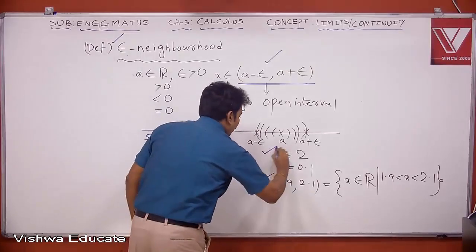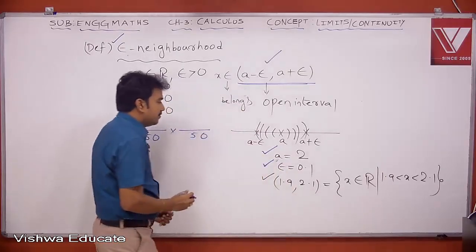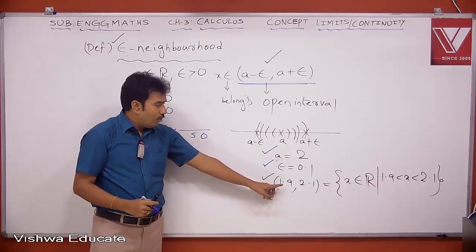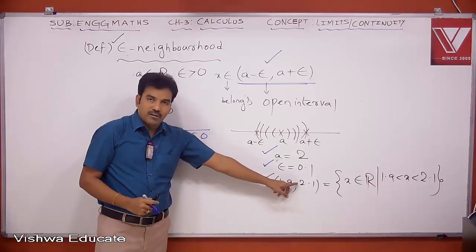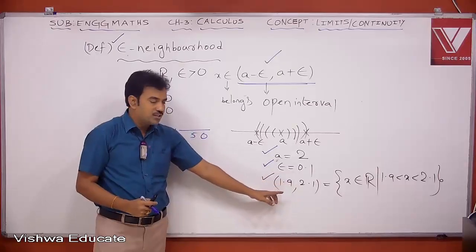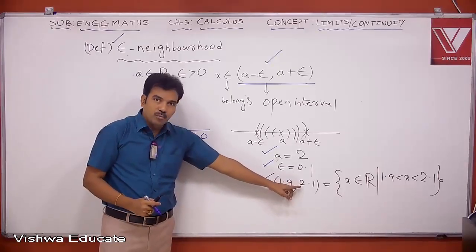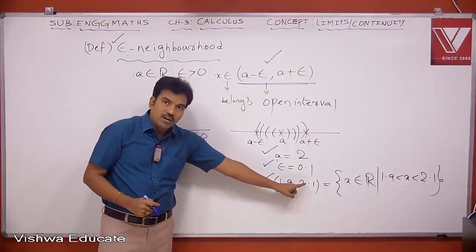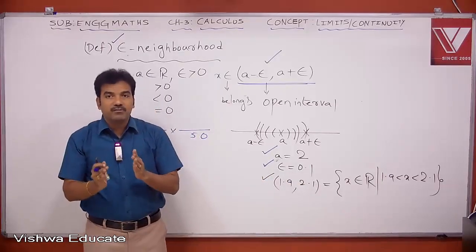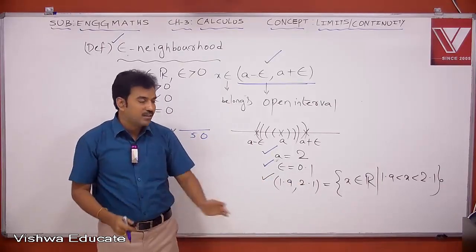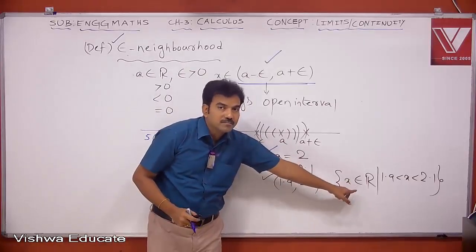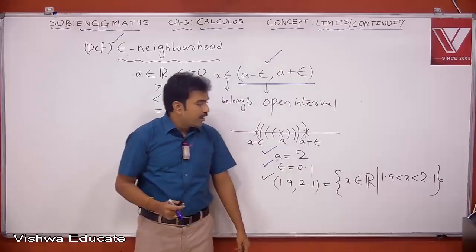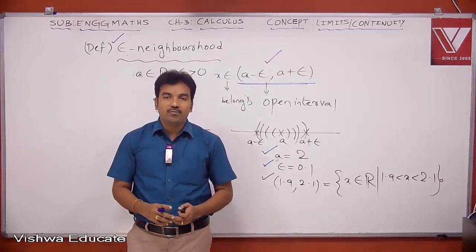Example: A equal to 2, epsilon equal to 0.1. Therefore, its neighborhood is the open interval (1.9, 2.1). Open means here 1.9 is not included, 2.1 is not included. All real numbers between 1.9 and 2.1 are included. So write this in set format: set of all x belonging to R such that 1.9 less than x less than 2.1.